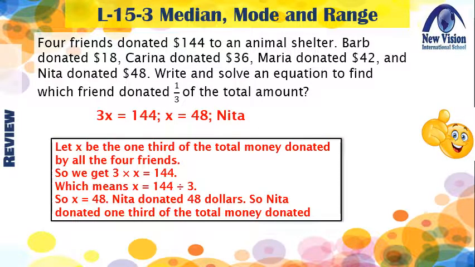How to use an equation to solve this problem? Great. Let x be the 1/3 of the total money donated by all the 4 friends. So we get 3 times x equals 144, which means x equals 144 divided by 3. So x equals 48. Nita donated $48. So Nita donated 1/3.